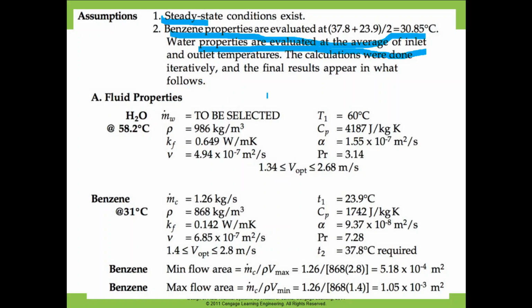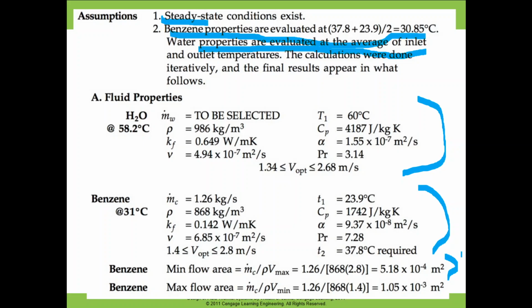Okay, so you calculated the properties for water and for benzene, and then we calculated the flow area. We calculated the mass flow rate for both fluids. Mass flow rate is given already. I'm sorry. So we have the properties and we have the mass flow rate.